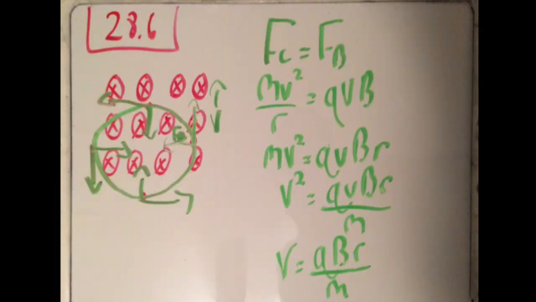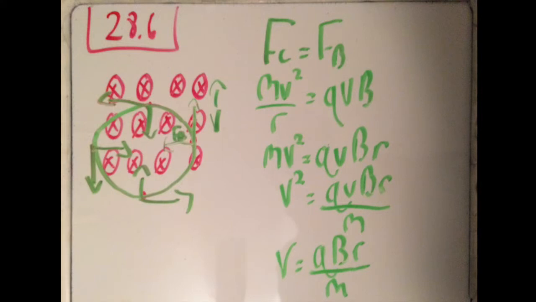In 28.6, we see how a charged particle moves through a magnetic field in a circular manner. So using Fc, we can set that equal to Fb. Knowing that mv squared over r is Fc and equals qvB, which is Fb, we can solve for velocity, finding that qBr over m is equal to that velocity.